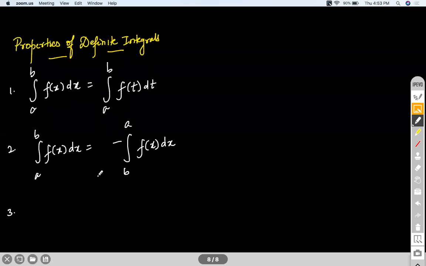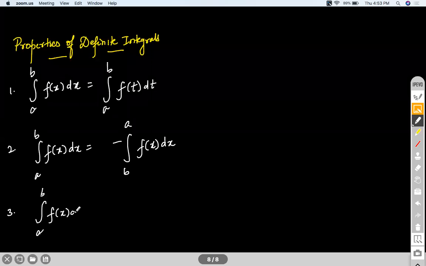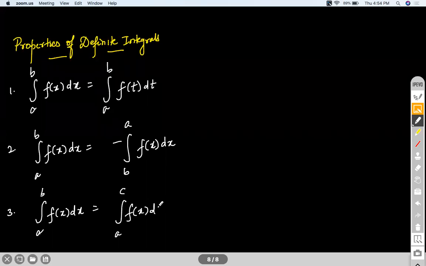Third property is, you can always break the limits of integration. Let's say from A to B, you can make it as A to C, then C to B. And this C can lie anywhere. If this function is defined for all real numbers, if let's say f of x is defined for all real numbers, that means it is from R to R, then C can be anywhere.